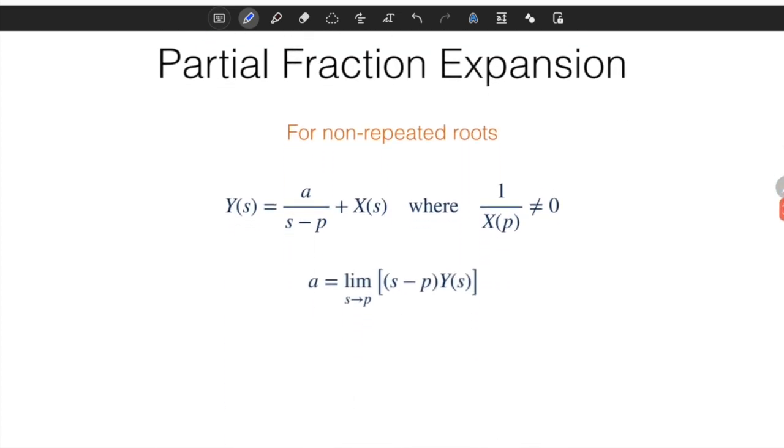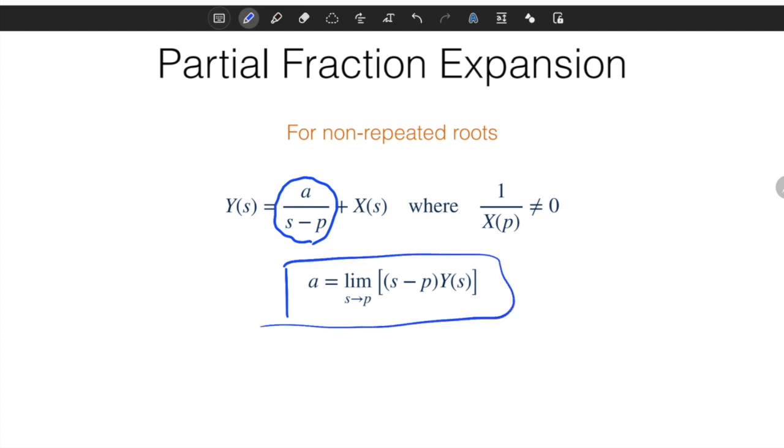So let's go back to generalization for non-repeated roots. If Y(s) has a non-repeated root, which means I have an expression like A divided by (s minus p), and a remaining expression X(s), and if X(p) is not equal to 0, which means that X(s) doesn't have a root at p, then I can compute A using the simple expression: limit s going to p of (s minus p) times Y(s).